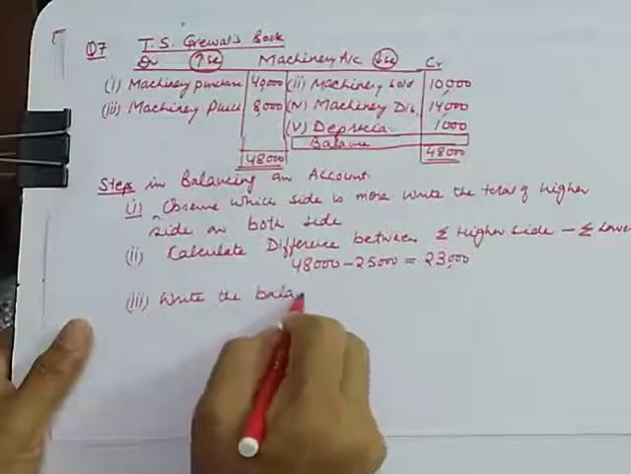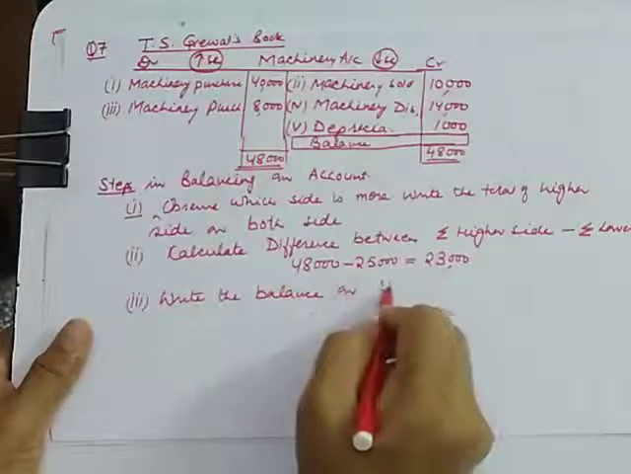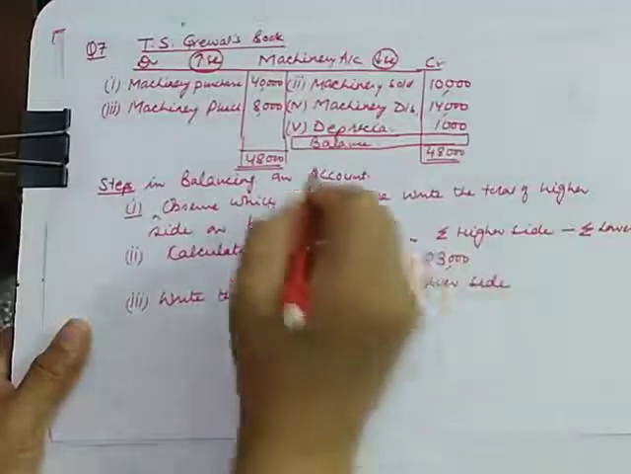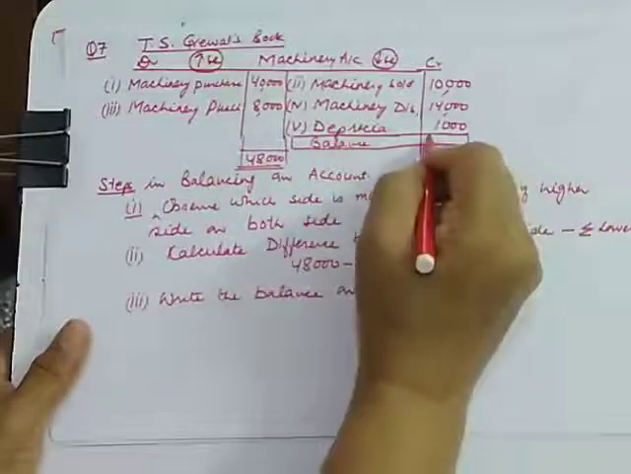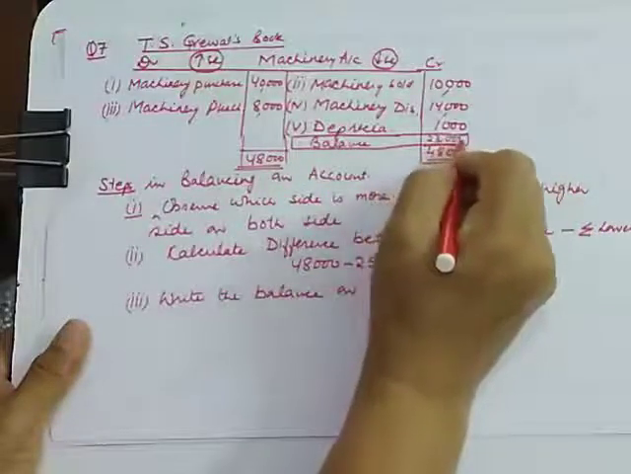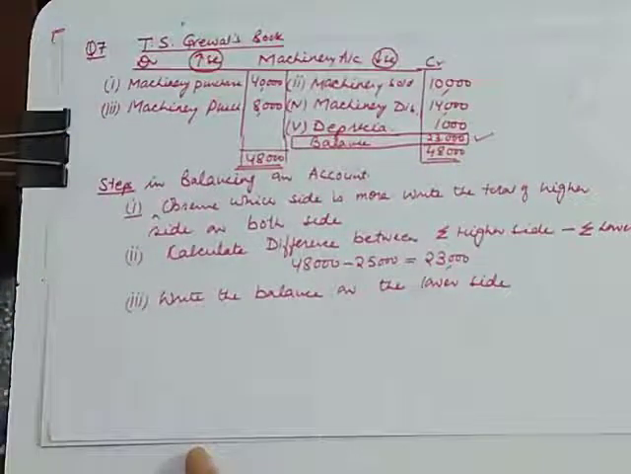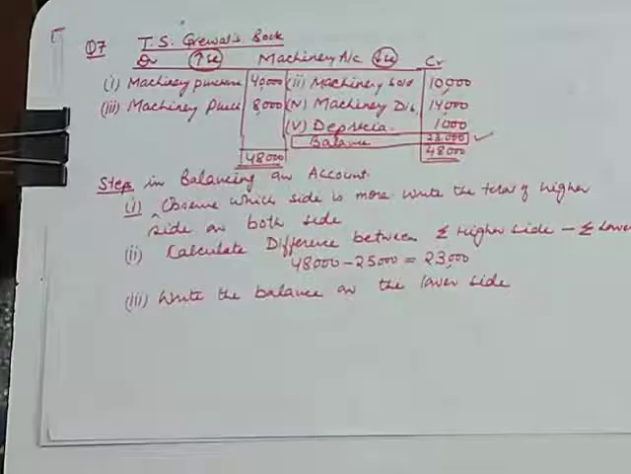Now the next step is to write the balance on the lower side. So here the balance will be 23,000, which we will write on the lower side. So this is how we are required to make the T-shaped account. Now let us move to the next question.